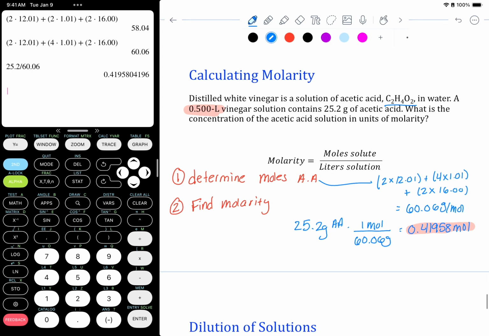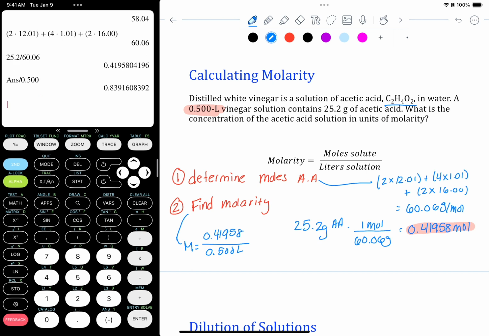So to find the molarity, for step 2, the molarity is now just going to be our mole value that we found, 0.41958, divided by our volume that was given in the problem, which is already in liters. So we're just going to take our answer and divide by 0.500. And we get that the molarity is equal to 0.839 molar. With significant figures, 3 sig figs in our final answer because of our mass and our volume.